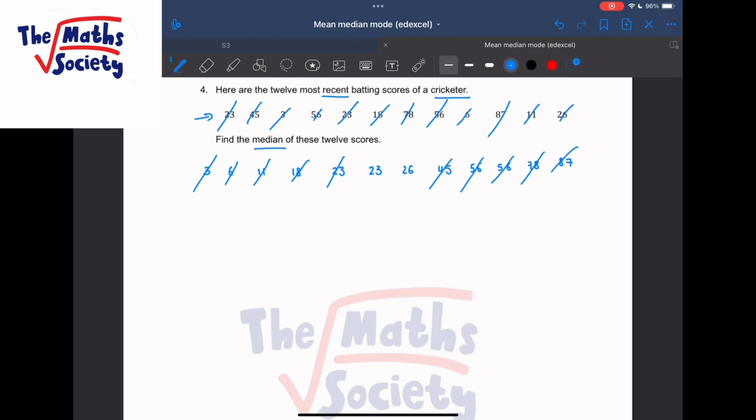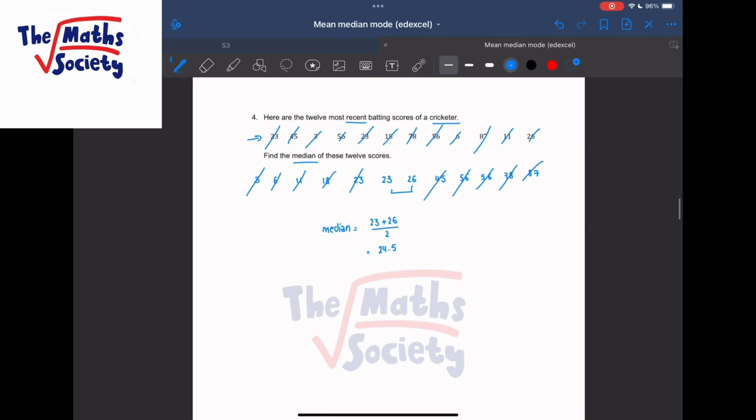And then you have the two numbers in the middle, which is 23 plus 26. So the median is going to be 23 plus 26 divided by 2, which you will get 24.5. And that is your median.